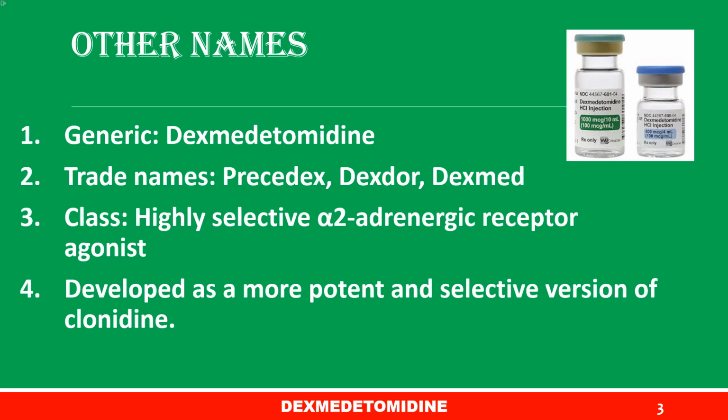Other names. 1. Generic. Dexmedetomidine, the non-brand name of the medication. 2. Trade names. Precedex, Dextor, Dexmed, these are brand names under which dexmedetomidine is sold. 3. Class. Highly selective alpha-2 adrenergic receptor agonist, means dexmedetomidine targets specific receptors, ALPHA2, in the body for its effects. 4. Developed as a more potent and selective version of clonidine, dexmedetomidine was made to be more targeted and effective compared to another similar drug, clonidine.